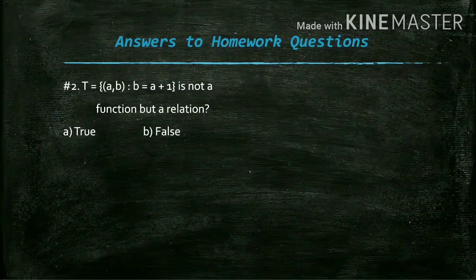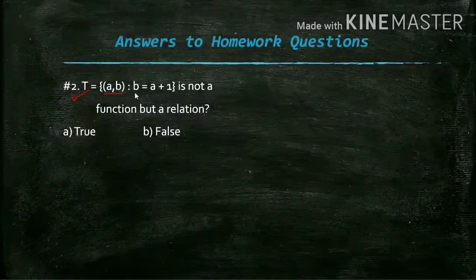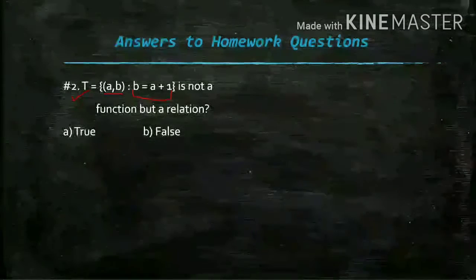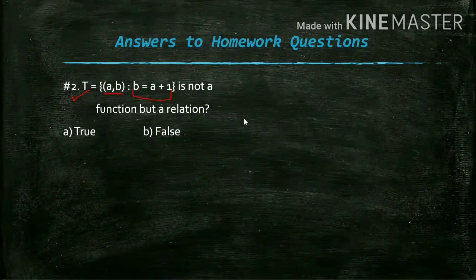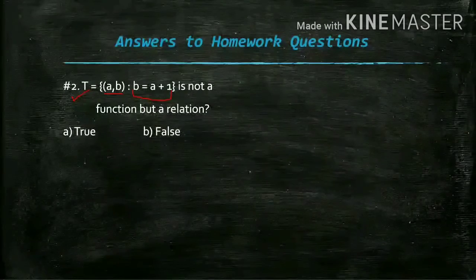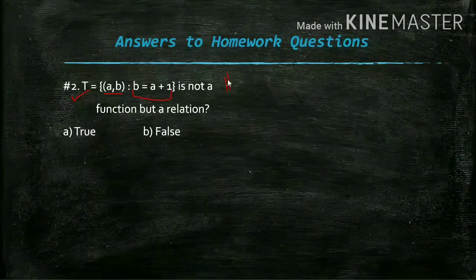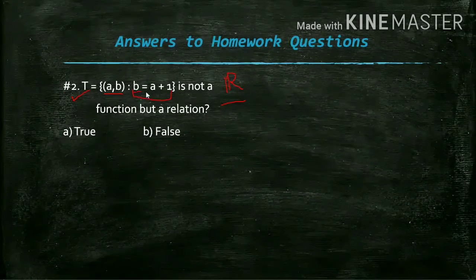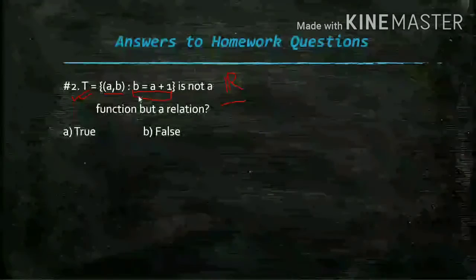In the second question, it was given that T is a set containing the pairs a comma b such that b is equal to a plus 1. Okay. So here, in the earlier question, a and b were given as real numbers, but here it's not given what a and b can be. It is always assumed, if nothing is given to you, that they are real numbers. Okay, this is the condition, and it is also given which a and b satisfy it to be elements of this set T.